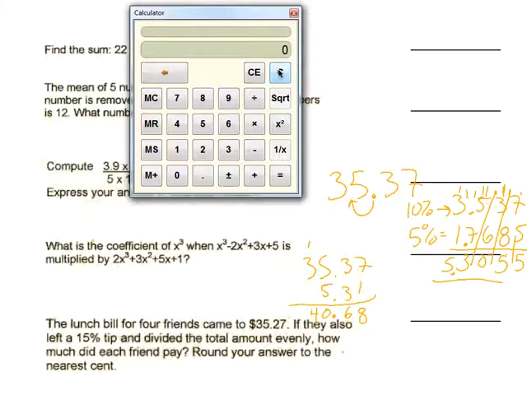I can double check here. So we can go 35.37 times 1.15. Yep, we're good. All right, and so now we need to divide it by 4. And obviously just divide it by 4. And so we get $10.17.